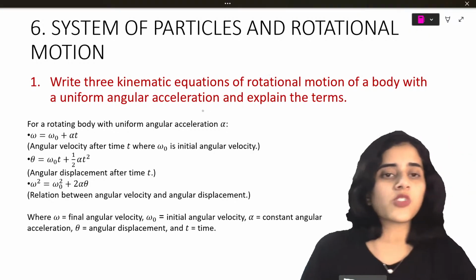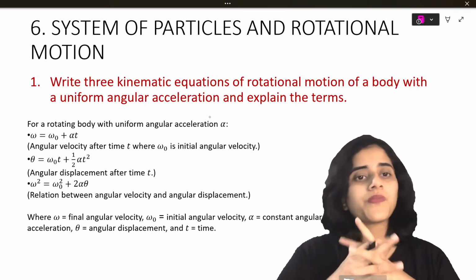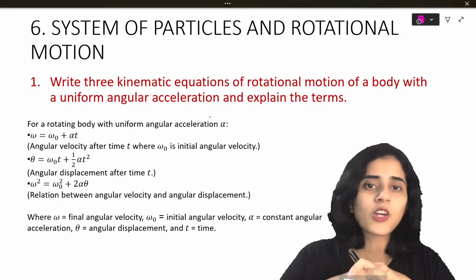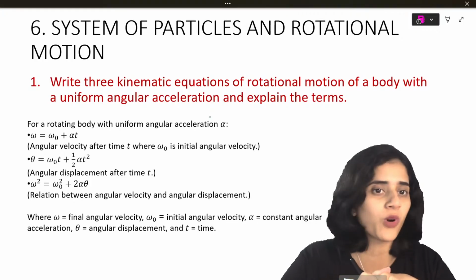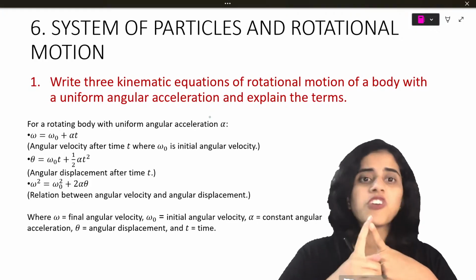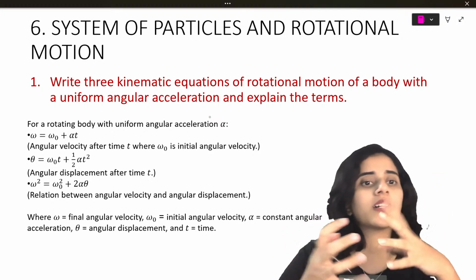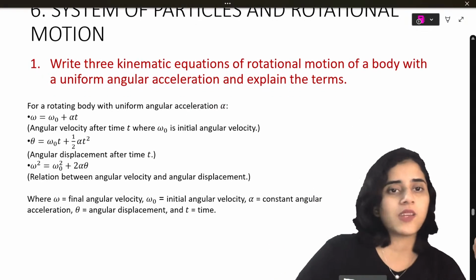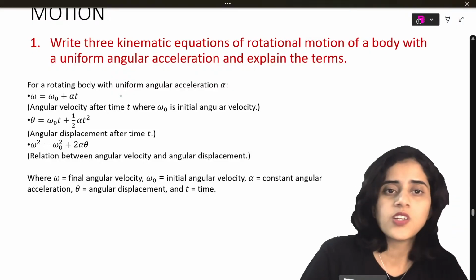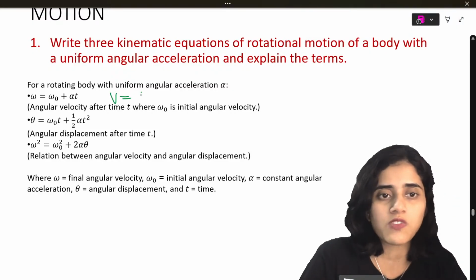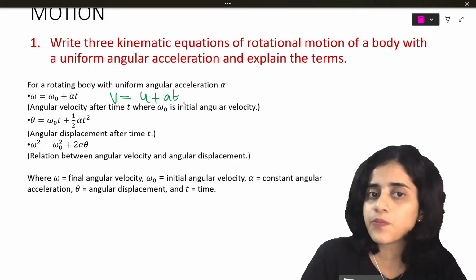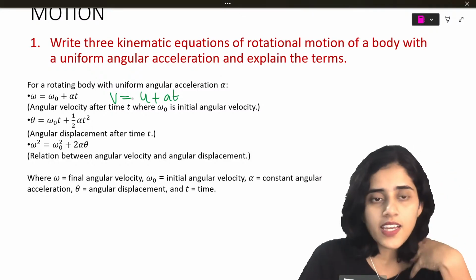System of particles and rotational motion. First question. Write 3 kinematic equations of rotational motion of a body with uniform angular acceleration and explain the terms. Students, this is very easy. I'll teach you a trick to do this. So we know the first equation of motion is what? V is equal to U plus AT. That we've already learned.